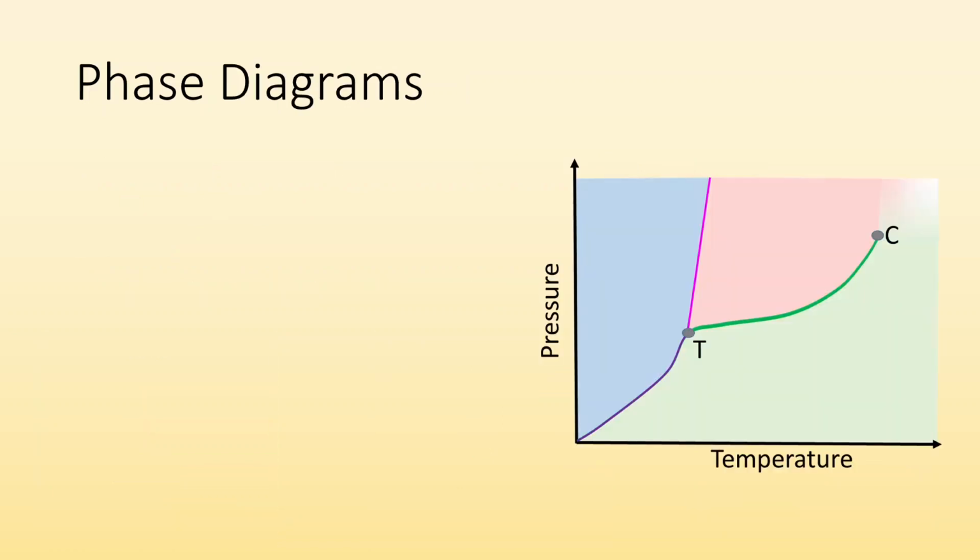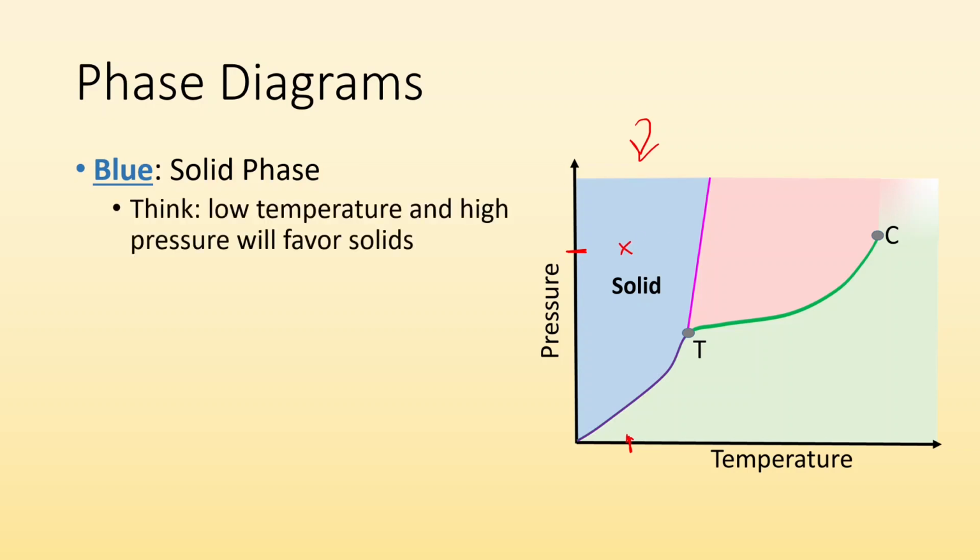So this is what they look like a little bit. On the blue region, this is where the solid phase exists. So if you're like, hey, at this pressure and this temperature, what phase exists? Well, hey, it's in the solid phase. And the way I remember, just think, hey, at low temperatures and high pressure, what phase would you expect? Low temperature, high pressure. All right, they're going to be really cold and going to be pushed together. I would expect a solid.